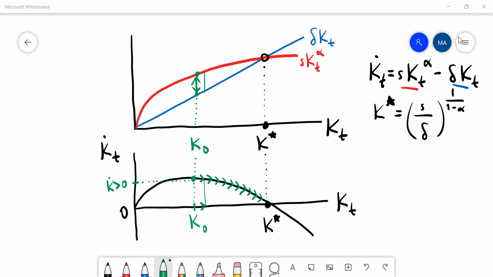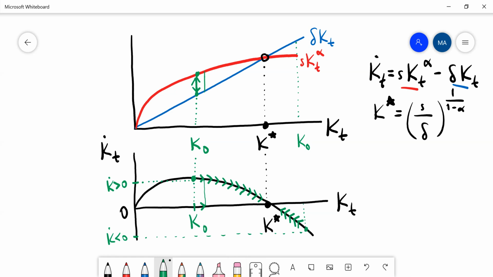A similar thing is true for values of capital stock that are larger than K star, right? Now, what's going on here? Well, we're going to look at, again, the sign of K dot. And this sign, as you see, is negative. Since it is negative, K will shrink, and K will keep decreasing until the economy reaches the steady state capital stock. Okay?